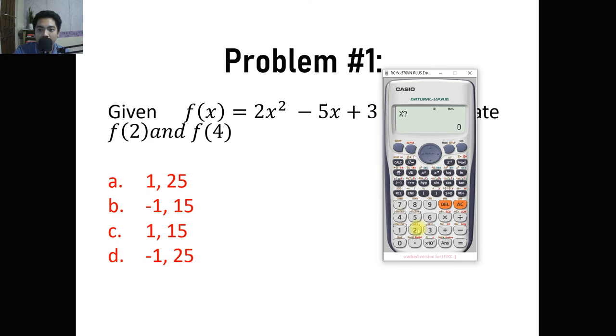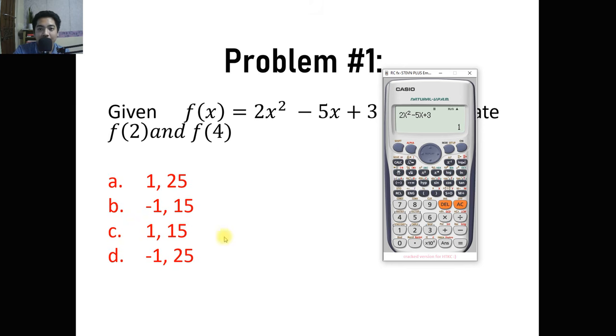So if we input 2 and we simply press the equal sign, the calculator already evaluated the given function if the input is 2. And in this case, this is 1. So in the choices, we have A and C as 1. So B and D are canceled out. Our only hope is A and C.